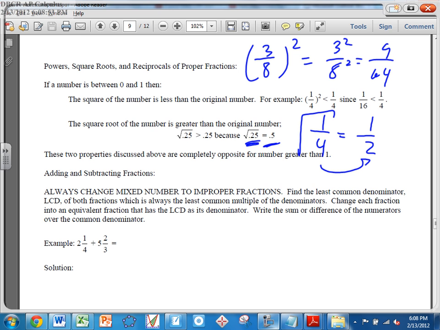Again, these two properties are only for numbers between 0 and 1. Anything bigger than 1 is going to be the opposite. When you square it, it gets bigger. When you take the square root, it gets smaller, like you've always learned.